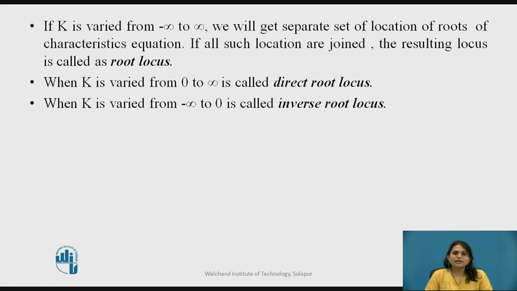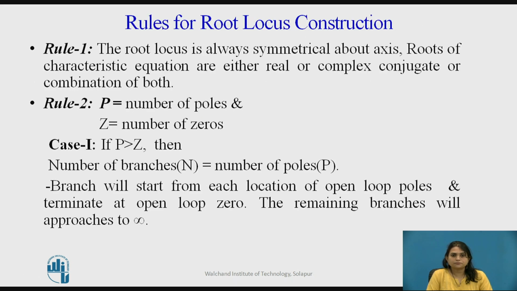Now if K is varied from minus infinity to infinity, we will get a separate set of roots of the characteristic equation. If all such locations are joined, we will get the root locus. If K is varied from 0 to infinity, it is called the direct root locus. When K is varied from minus infinity to 0, it is called the inverse root locus.